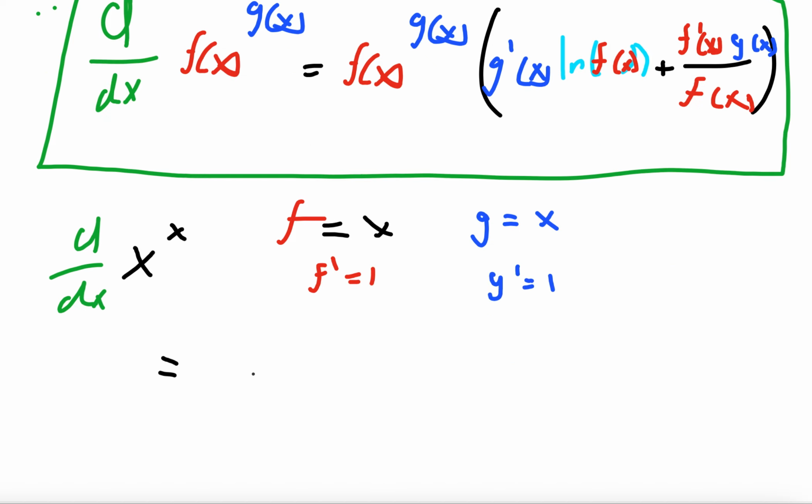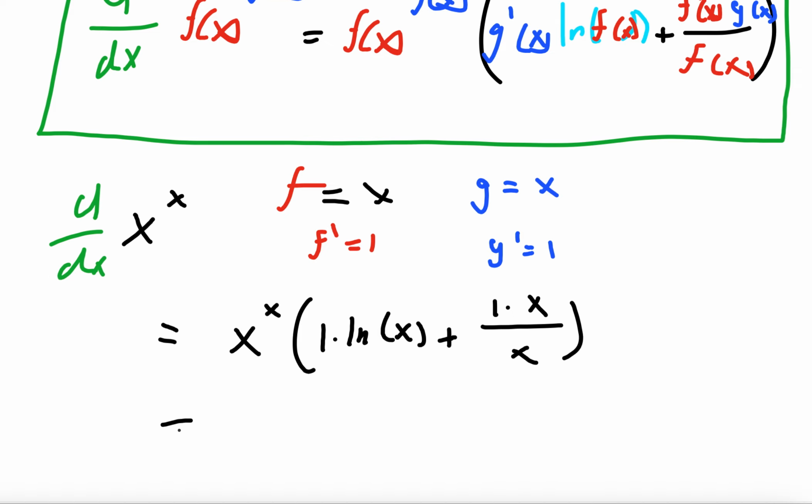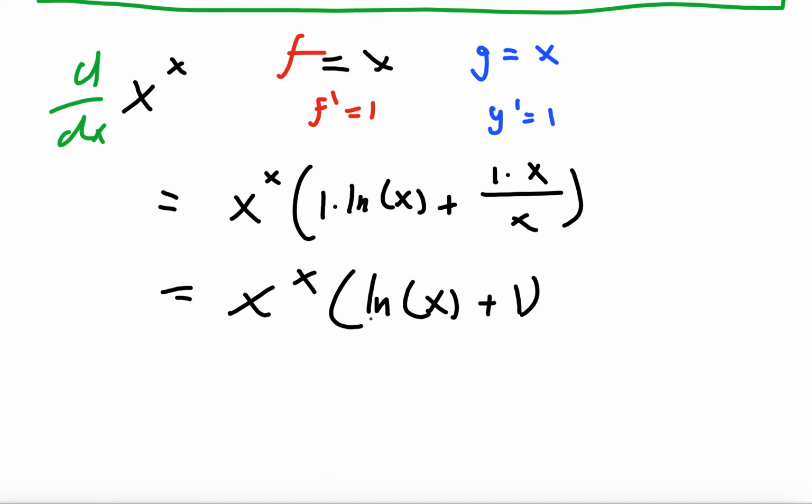So the derivative should be x to the x times, well, g prime is 1, times the ln of f of x, which is ln of x, plus f prime is 1 times g of x, which is x, over f of x is x, and we get x to the x times log x plus 1, which is in fact the derivative, and we proved that in the last video. So that's already cool. That's one sign that this formula works for these unusual functions' derivatives.